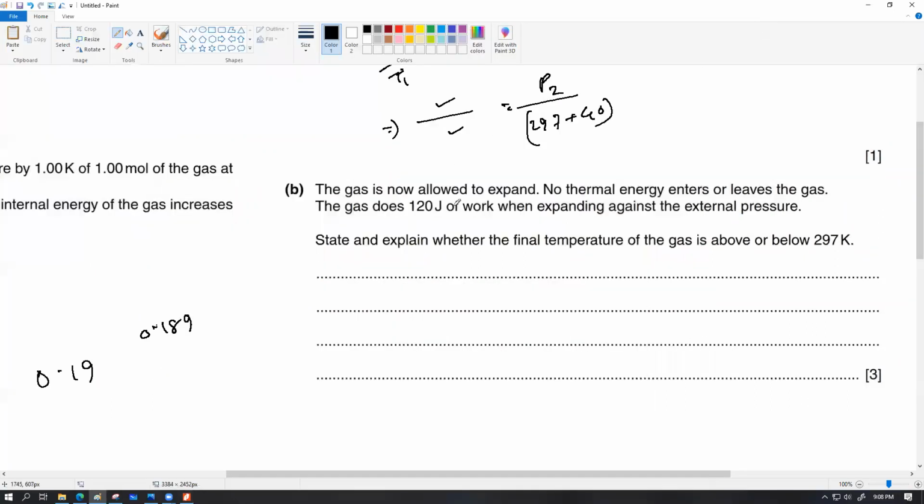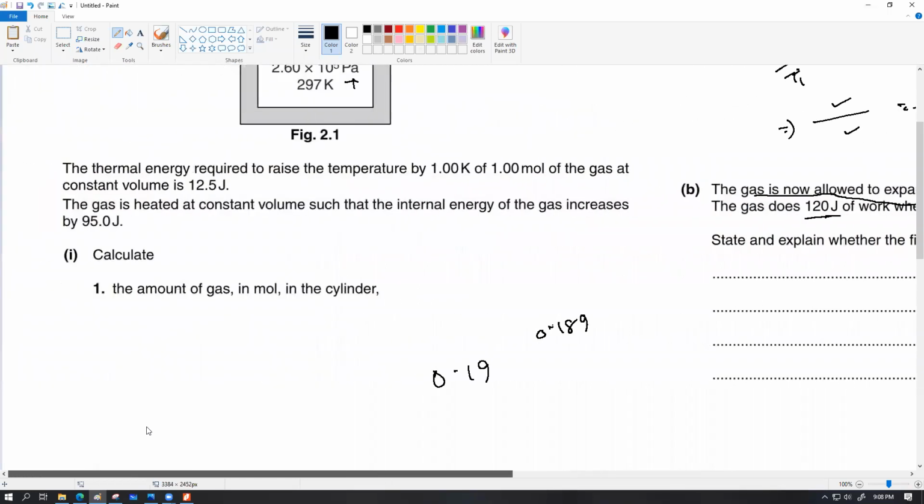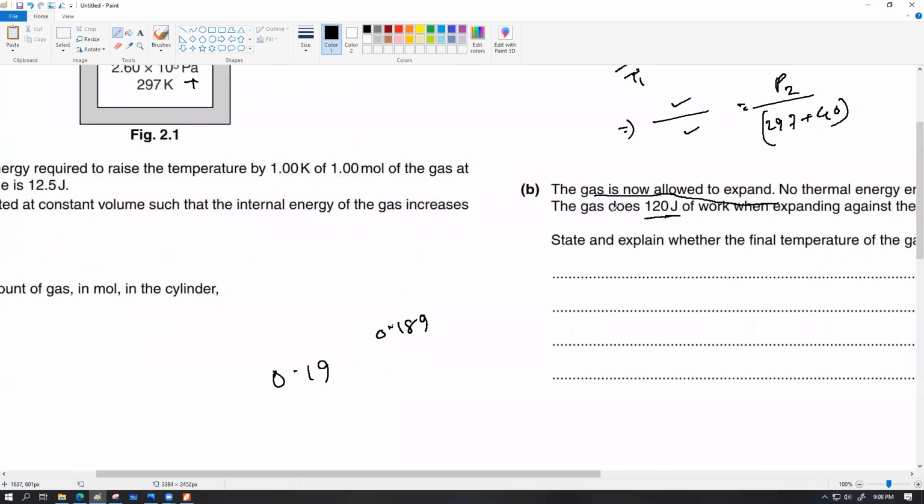The main reason they give these two values is that the question says the gas is now allowed to expand. So some student might consider that the total 120 joule is going out. That's how they might go for this answer. Or some student might also think that initially we added 95 joule. Now the 120 joule is going out. So the total amount of energy change would be 120 minus 95, that is 25 joule. Still in that manner also 25 joule is leaving.